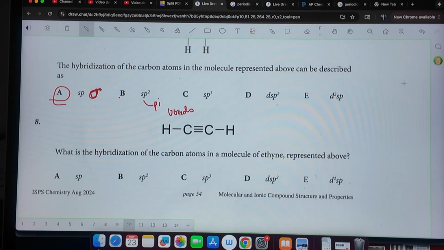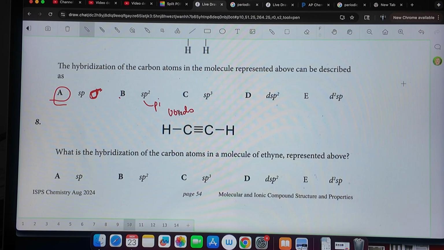The hybridization of the carbon atoms in the molecule of ethene would be represented above. So here and above shows a carbon, a hydrogen, so that has a triple bond. So triple bonded carbons would be sp hybridized. And because it's sp hybridized, there's one sigma bond here.